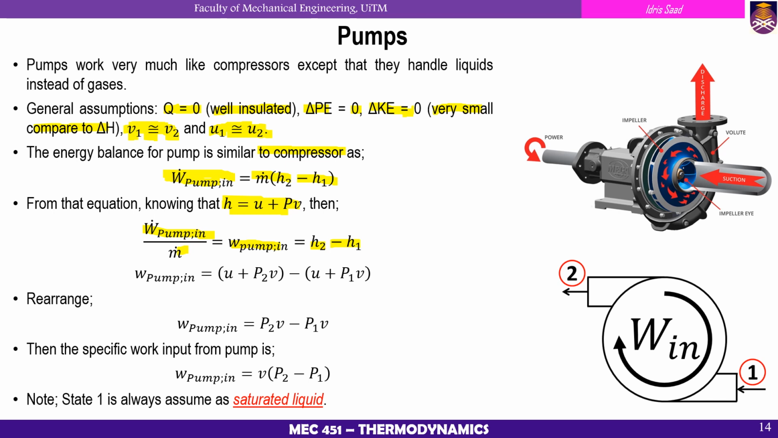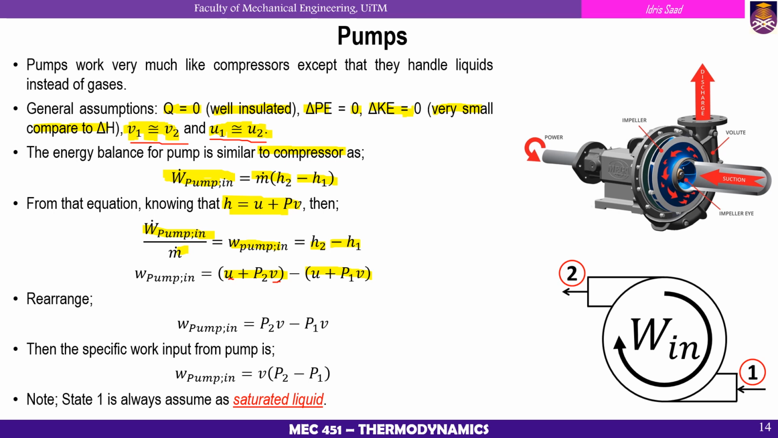So H is equal to U plus PV. Then we can say that it is U plus P2V minus U plus P1V. Basically we know that our assumption is U1 is approximately U2, so we do not need to write it as U1 or U2. Similarly, specific volume 1 is equal to specific volume 2, so we do not need to write it as state number 1 or state number 2. So minus U plus P1V.